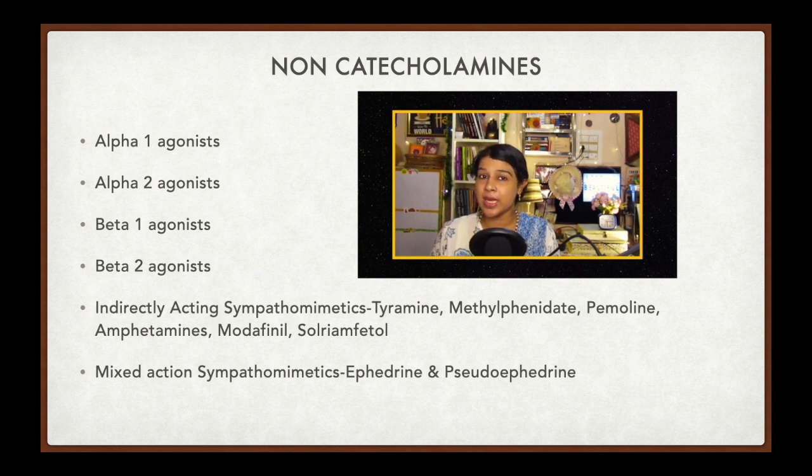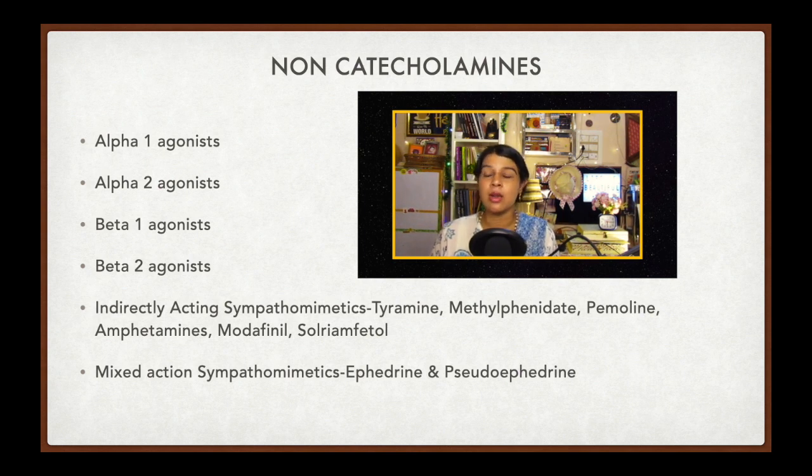Let's talk about beta 1 agonist. Prenalterol. Prenalterol is the only beta 1 agonist that is non-catecholamine. It is a beta 1 selective agent, and it can be used for the prompt reversal of the beta blockade. That's all in beta 1 agonist.